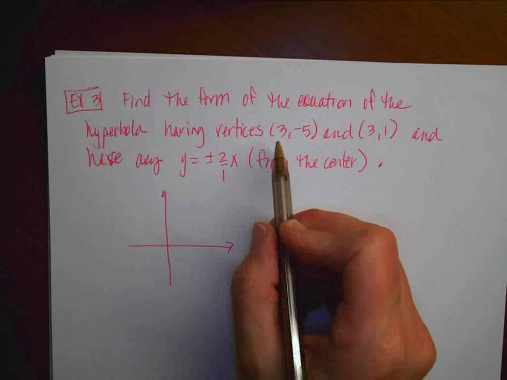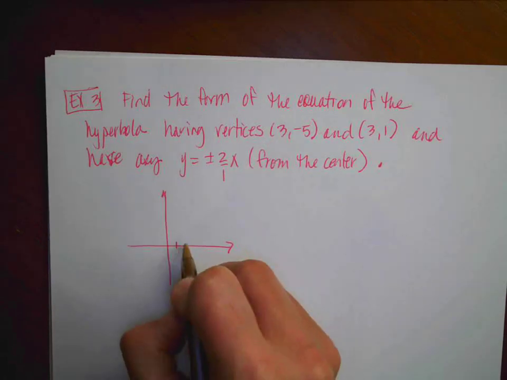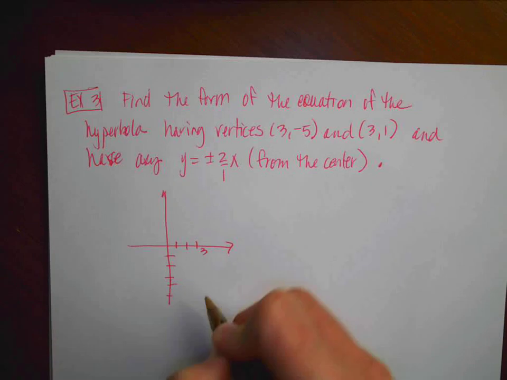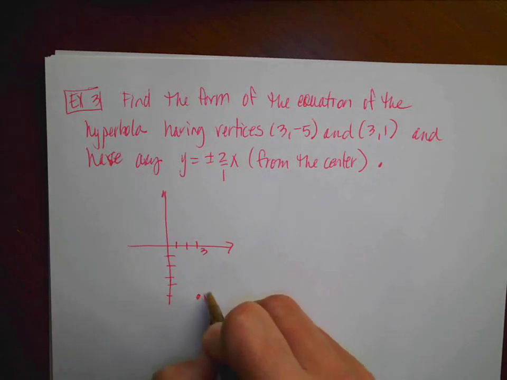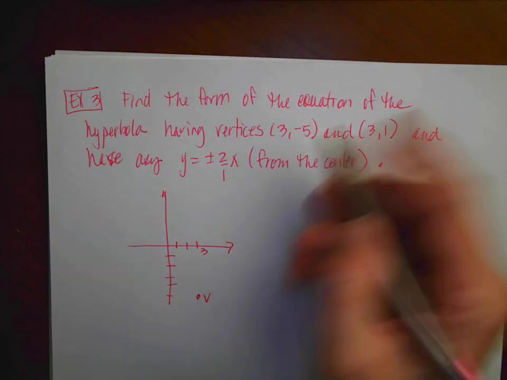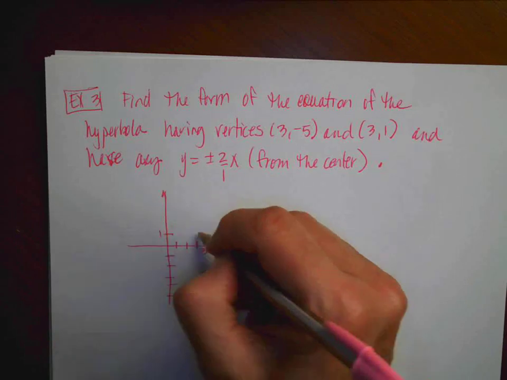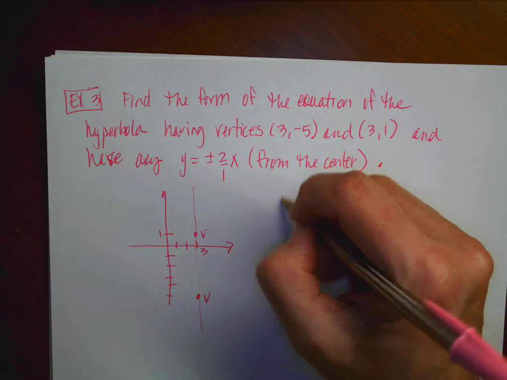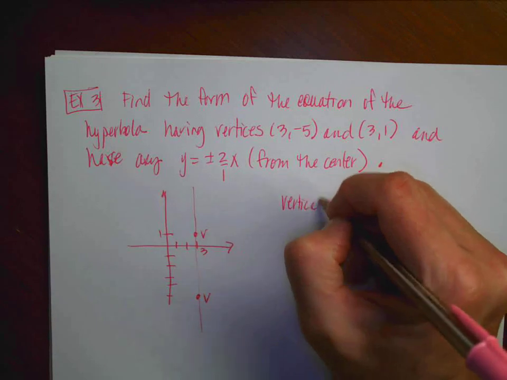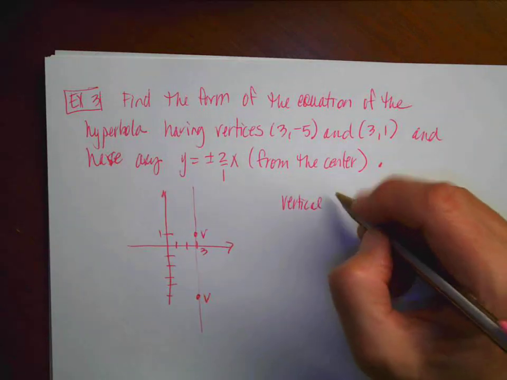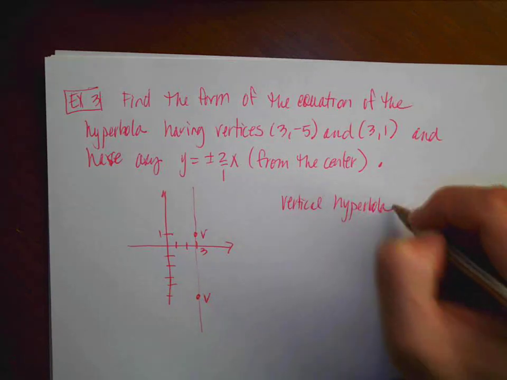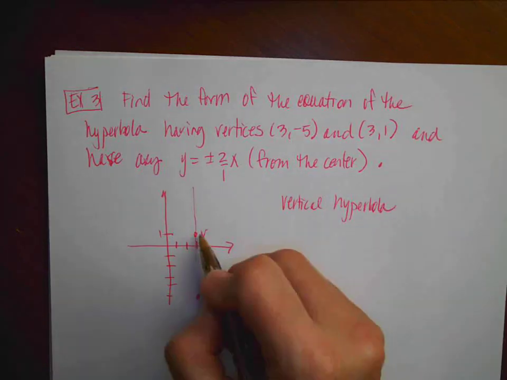Alrighty, so again, before I do anything mathematically, I'm going to sketch. So here is my coordinate system. I'm going to mark my vertices. I have 1, 2, 3, and then 1, 2, 3, 4, 5. So here is a vertex. And then the other one is at 3, 1. So that means that I have a vertical hyperbola because my transverse axis is vertical. So I have a vertical hyperbola.